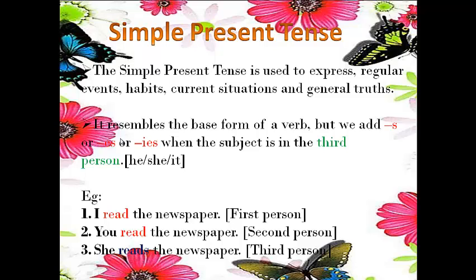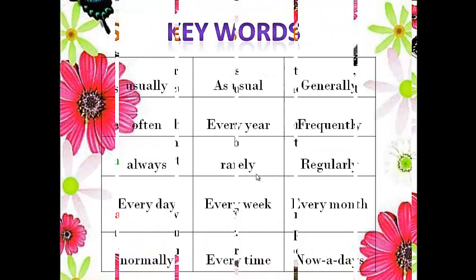See the second definition. It resembles the base form of a verb, but we add s or es or ies when the subject is in the third person. See here, what is given here? She, S-H-E, she. The subject is in third person. So, we add s to the base form of the verb. Here, the base verb is read. If we add s, reads. She reads the newspaper. Move on to the next slide.